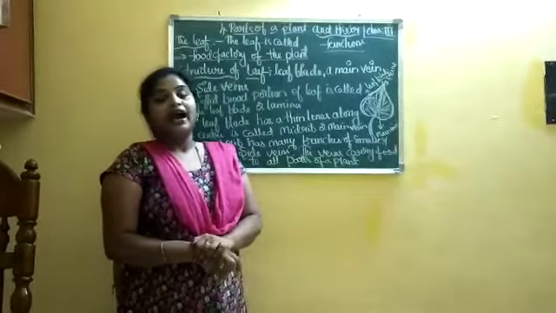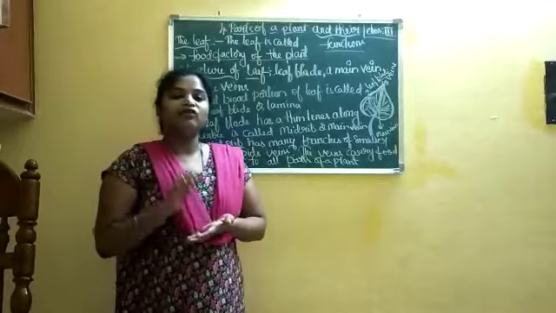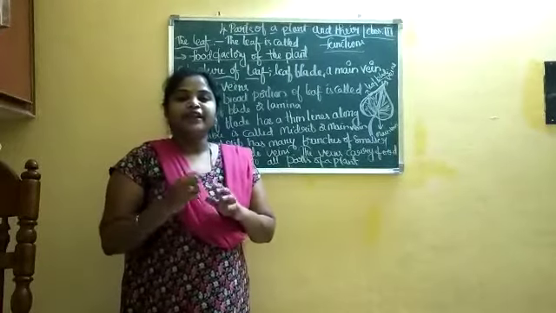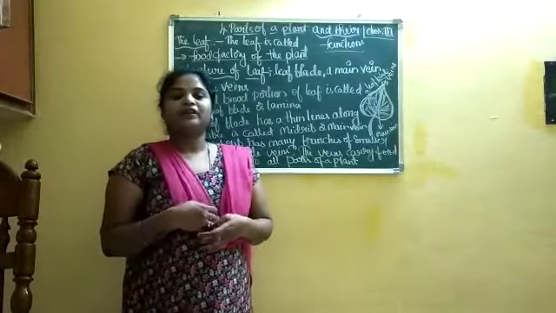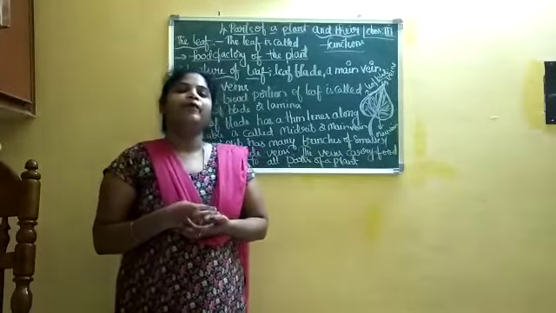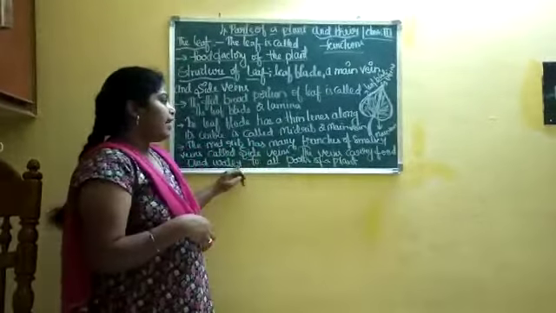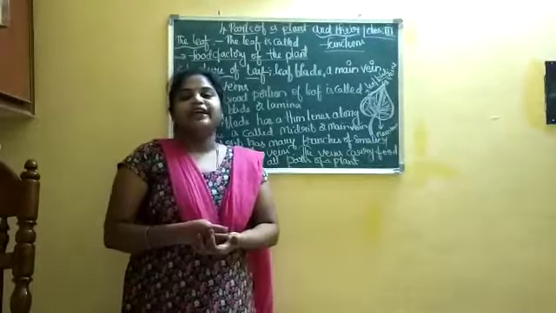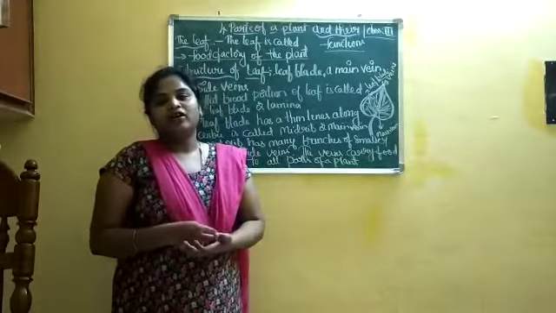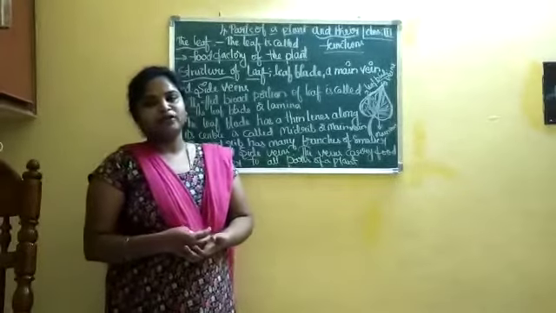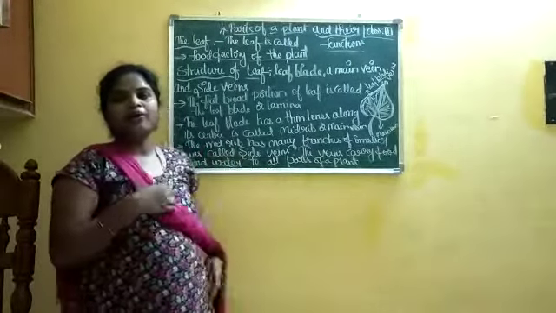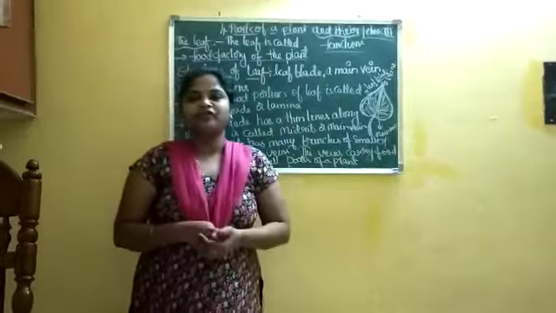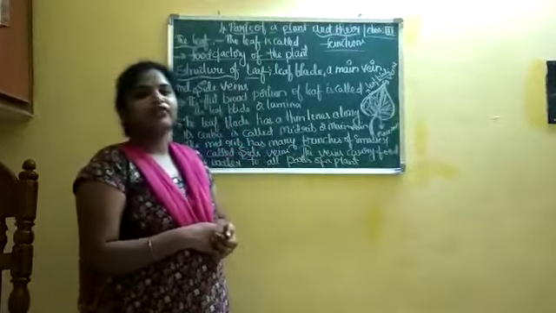And plant leaves have small, tiny holes. These are called stomata. They help in breathing, and plant leaves have tiny holes called stomata. These stomata help the plant breathe and take in carbon dioxide from the atmosphere. This is the function of stomata.